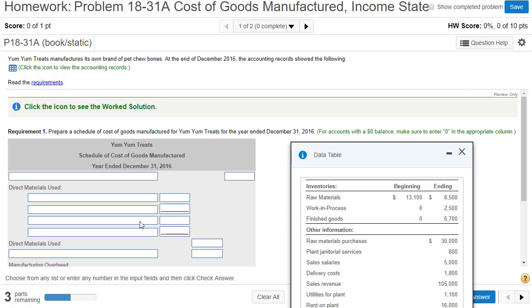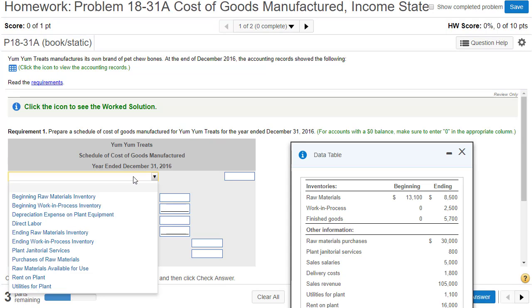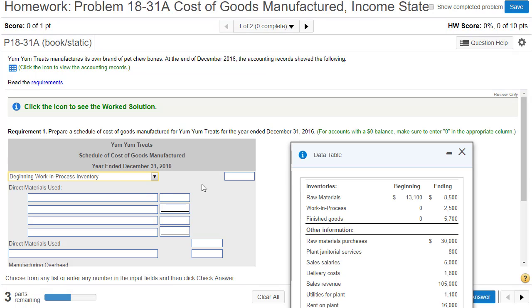So as we said, we need to start with the beginning work in process. And work in process, the beginning is right here. Work in process is right here. So we have 0. So we had 0 at the beginning of the year. We had 0 pet chew bones in process.